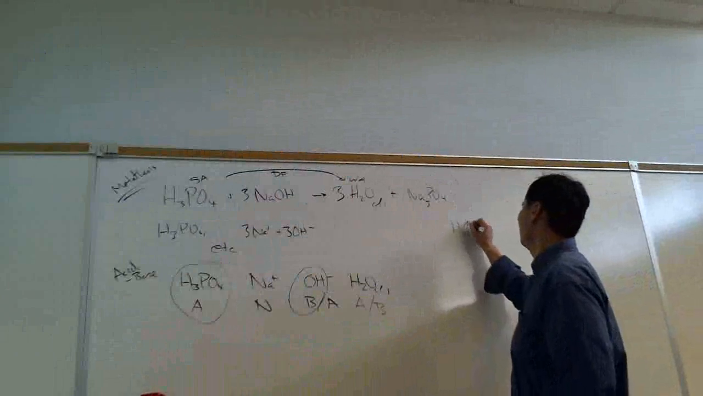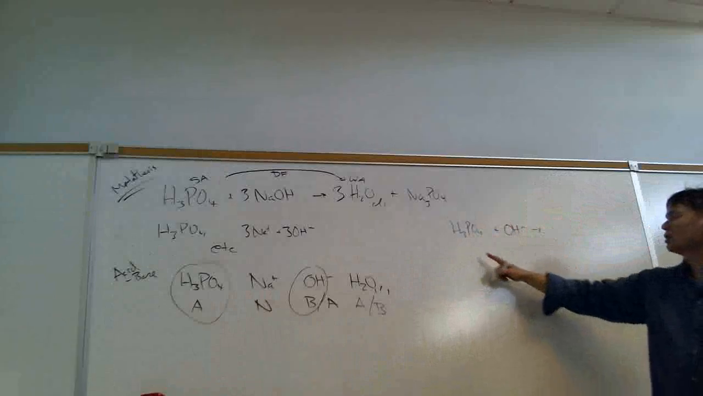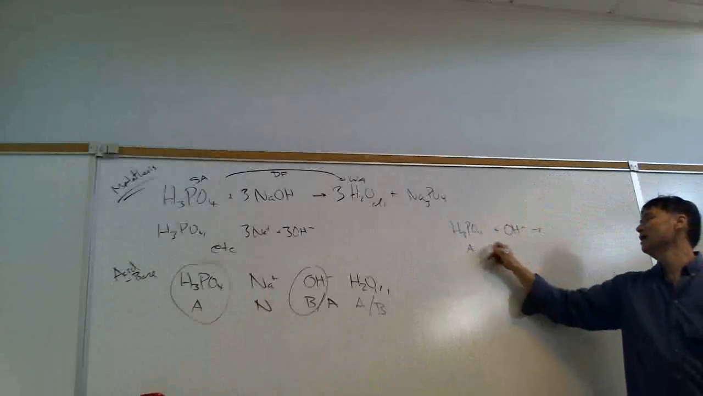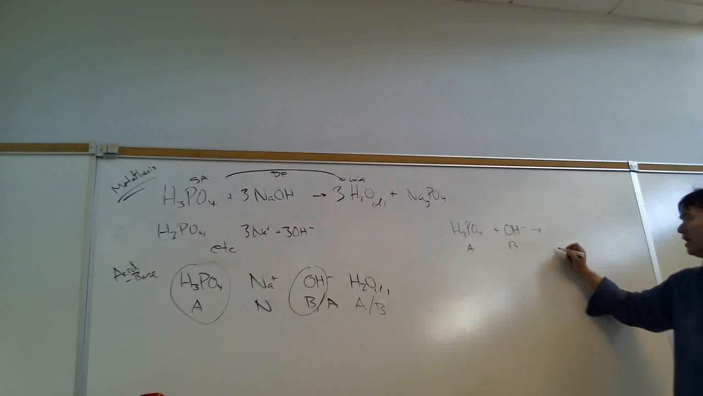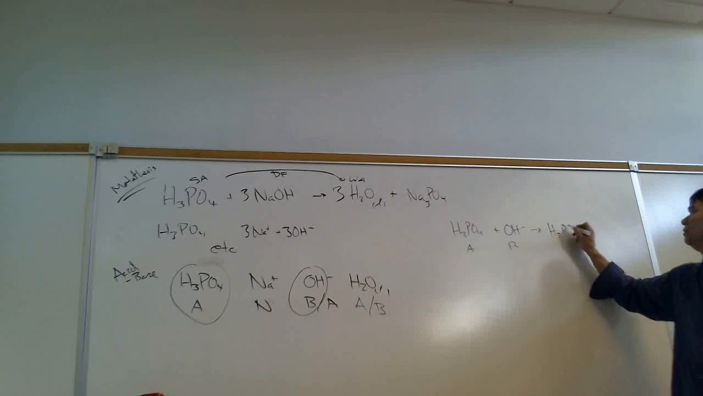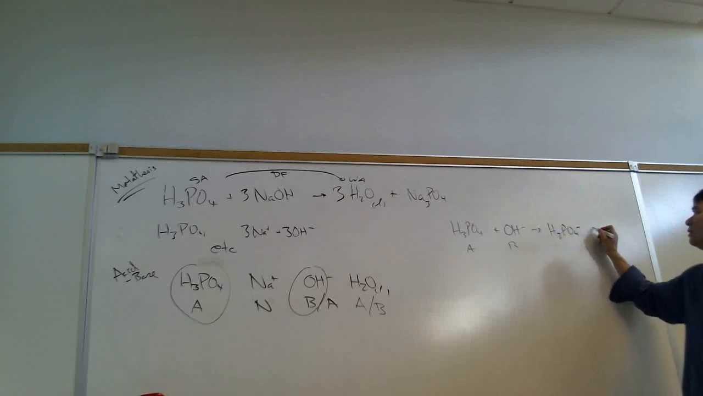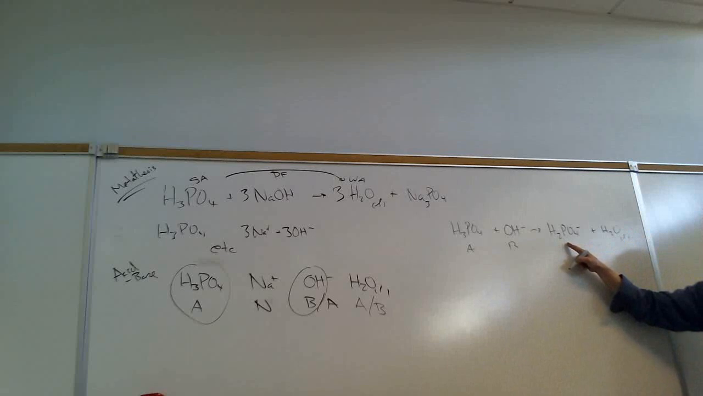So the strongest acid, H3PO4, the strongest base, hydroxide. And then we do the reaction transferring 1 proton from the acid to the base. And what forms? Water and H2PO4 minus. In other words, what's this called? We call it dihydrogen phosphate.